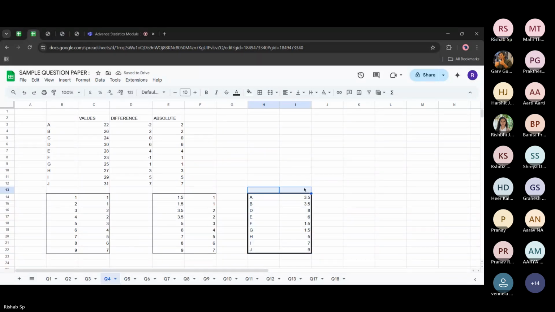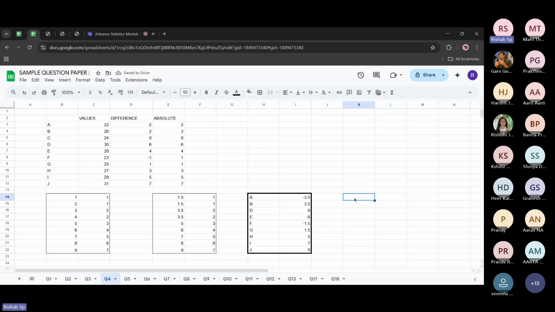So what we'll now do is put the signs. So we took the absolute value here. Now we'll put the sign. So for A and for F, there are negative signs. We'll put that negative, F negative.